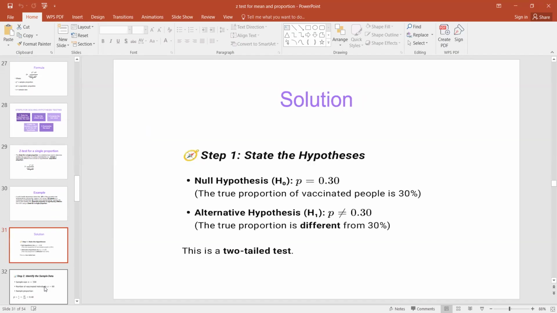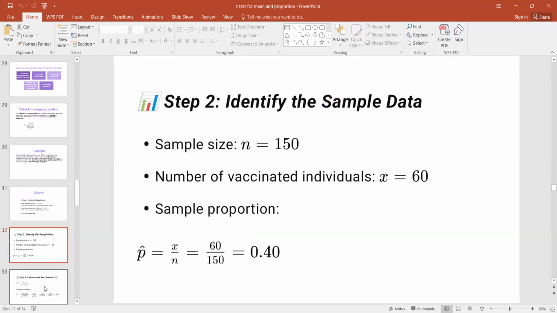Solution. Step 1, state the hypothesis. Null hypothesis: P is equal to 0.30. The true proportion of vaccinated people is 30%. Alternative hypothesis: P is not equal to 0.30. The true proportion is different from 30%. This is a two-tailed test.